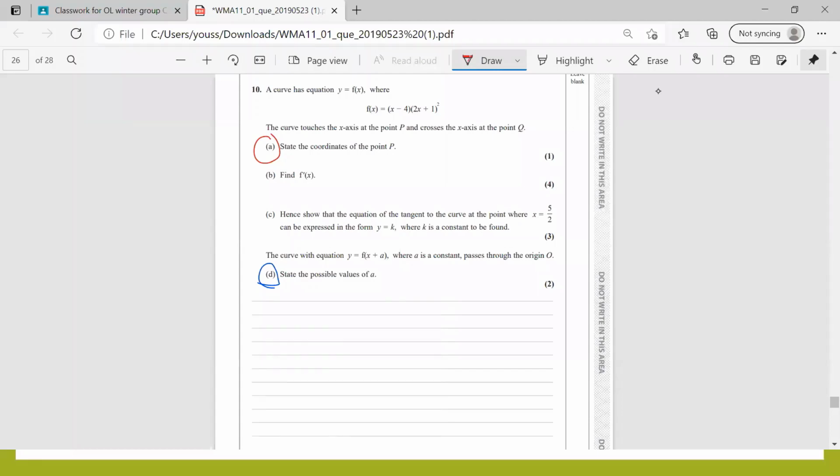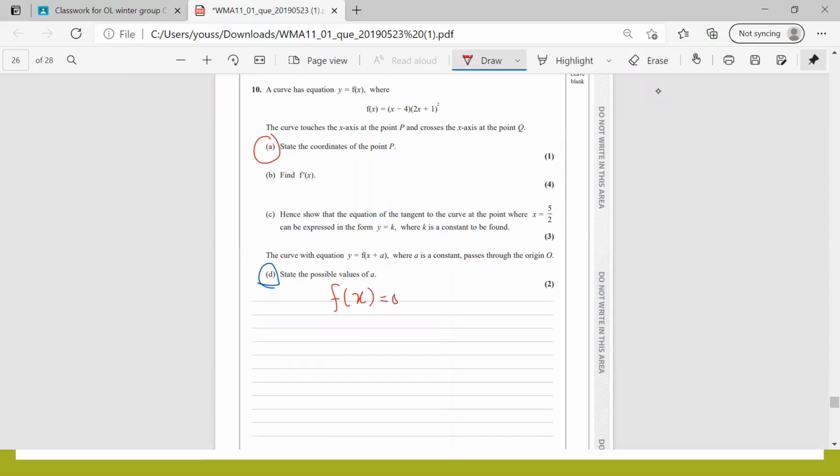And this question says a curve has equation y equals f of x, where f of x is x minus 4 multiplied by 2x plus 1 whole squared. The curve touches the x-axis at the point P and crosses the x-axis at the point Q. So whenever it touches or crosses the x-axis, it means y equal to 0. So f of x equals 0 here.